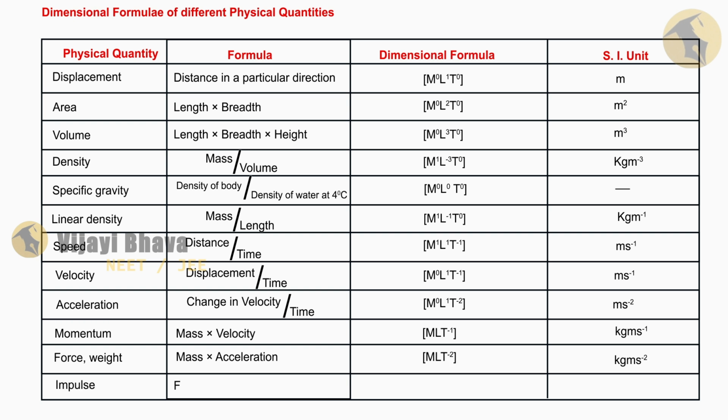Next, impulse. Impulse is given by the product of force and time. Force, as we had just found, is M1 L1 T minus 2, into time, which is T1. So the final dimensional formula of impulse is M1 L1 T minus 1.